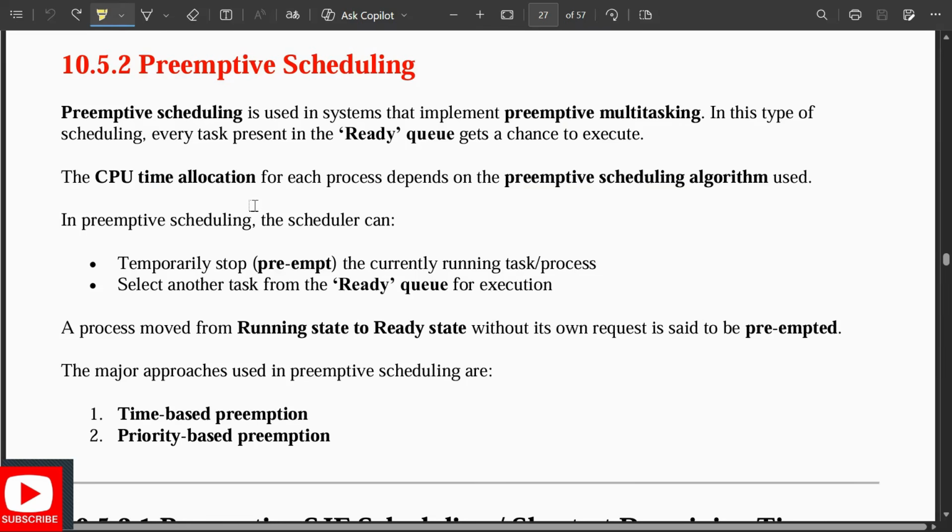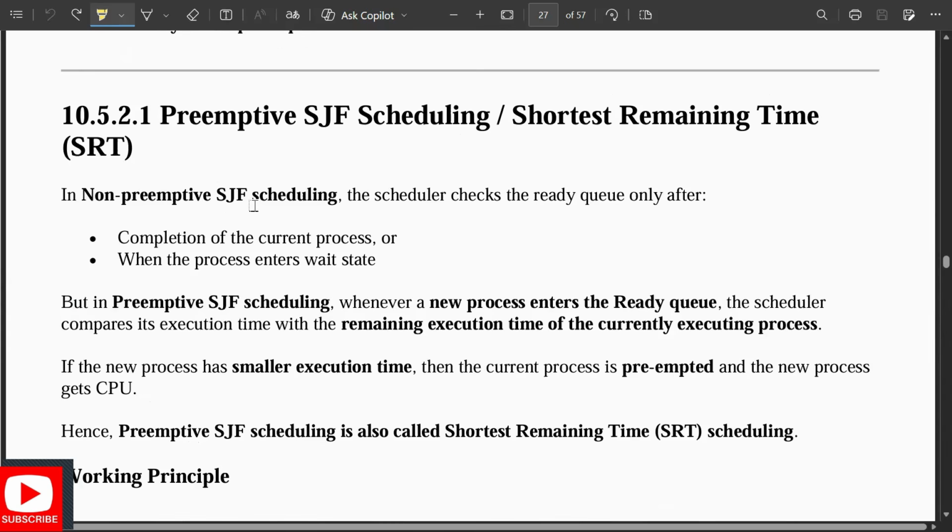It is used in a system that implements preemptive multitasking. In this type of scheduling, every task present in the ready queue gets a chance to execute. So the CPU time allocation for each process depends on the preemptive scheduling algorithm. The scheduler can temporarily stop the currently running task or process and select another task from the ready queue for execution. A process moved from the running state to the ready state without its own request is called preempted. The major approaches used in preemptive scheduling are time-based preemption and priority-based preemption.